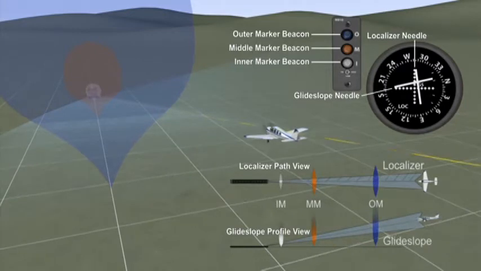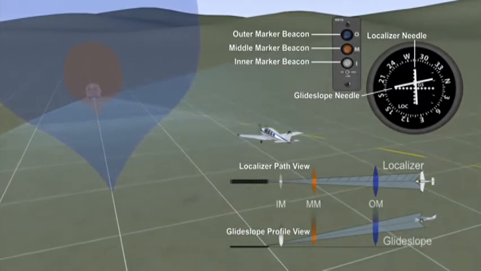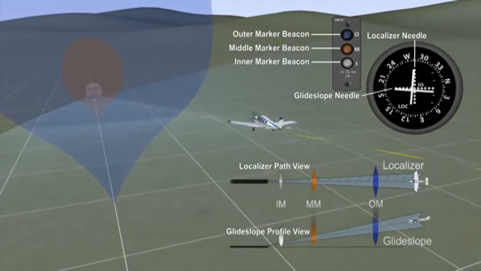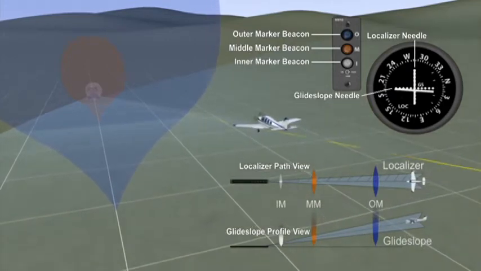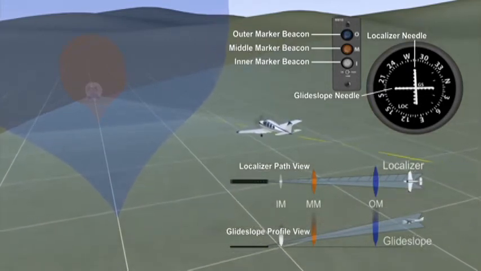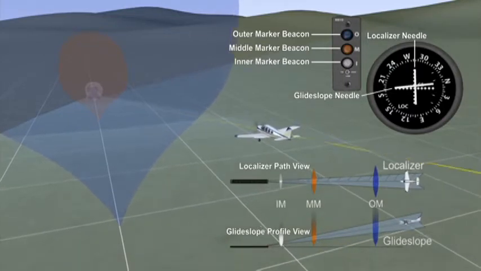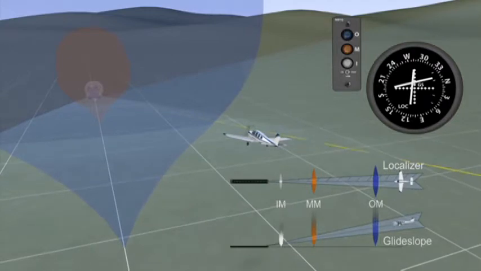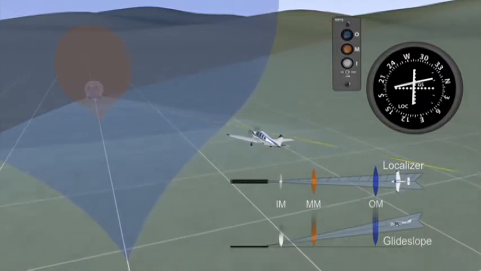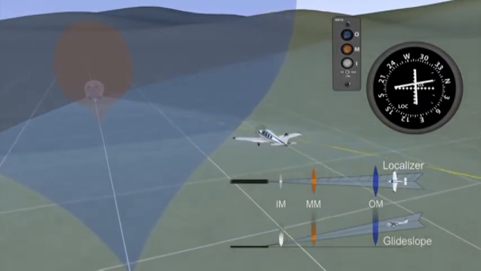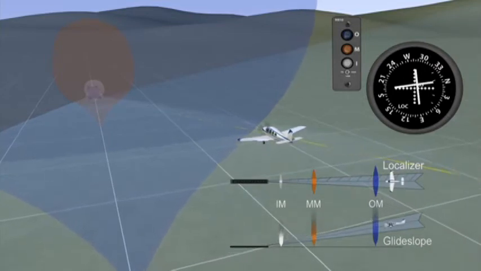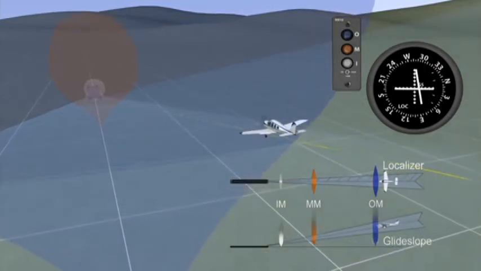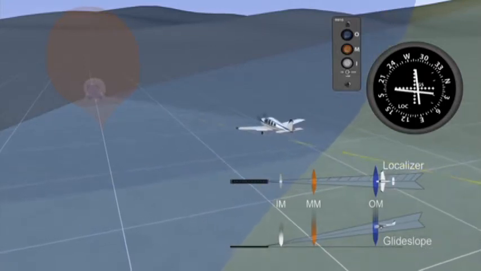These low-powered marker beacons aim straight up, and they're located along the center line of the approach. They transmit their signal on 75 megahertz in a very narrow beam across the localizer course. When an aircraft flies through this signal, a visual and audio indicator in the cockpit is activated, providing the pilot with a precise distance mark at that location relative to the landing end of the runway.